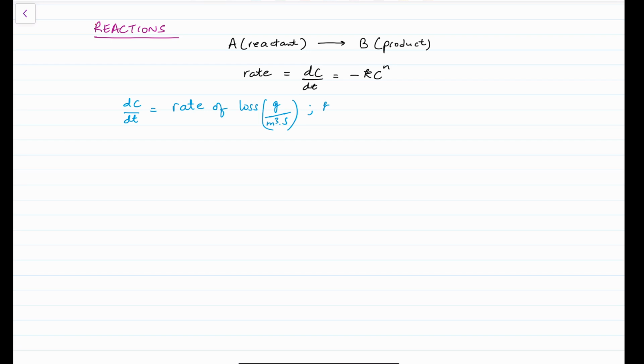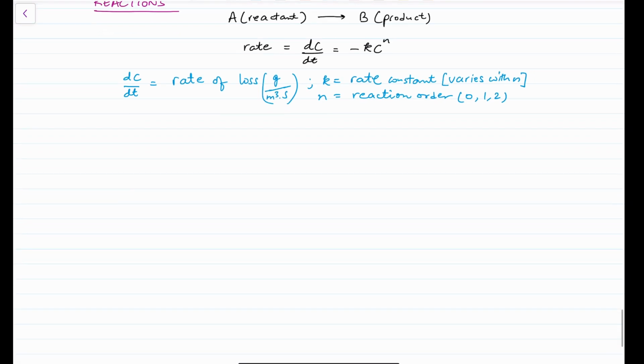And then k is the rate constant, so if you have studied chemical kinetics, this is all a review of that. And this of course varies with n, and n is the reaction order, which could be 0, 1, or 2, or it could technically even be a fraction, but typically we see 0 order, first order, or second order. And n equal to 1 means it's a first order reaction, and first order is very common.